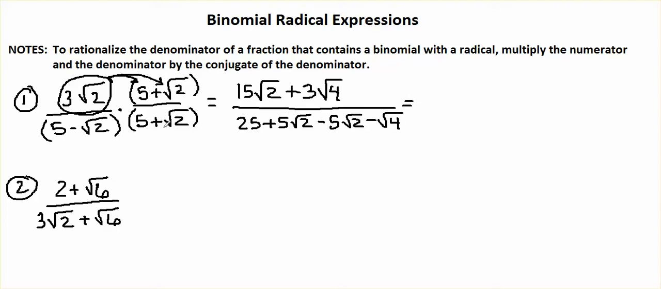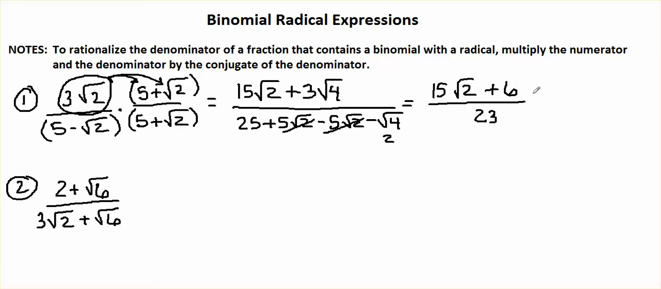Our radicals here again are the same, so we can multiply what's underneath. And then the last thing to do is just simplify. Square root of 4 is 2. 2 times 3 is 6. So we end up with 15 radical 2 plus 6 on top. And on the bottom, we end up with these cancel. Radical 4 is just 2. So 25 minus 2 is a 23.